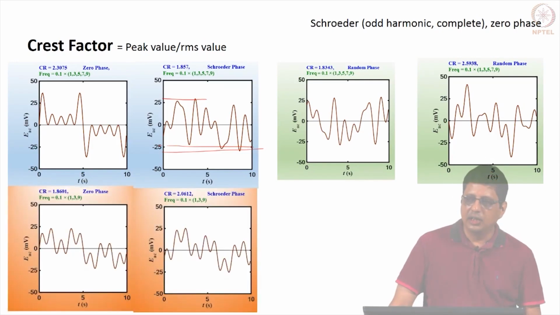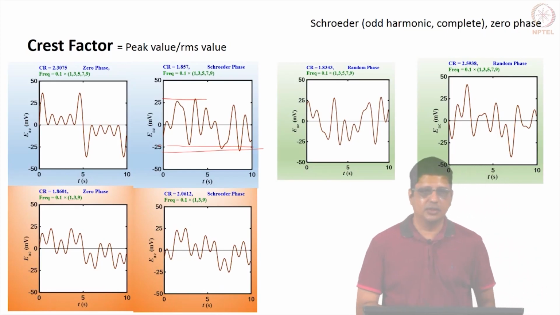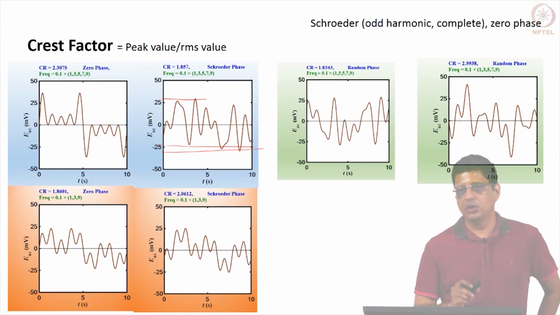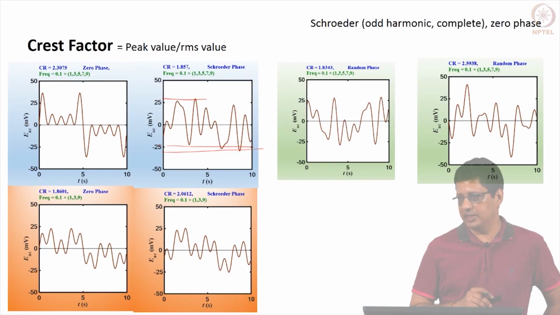Now, I want to show you another example where it is odd harmonic, but it is not a complete set. I want to go from 1 to 9, but I am not taking all the odd frequencies in between, I am taking 1, 3 and 9, I am skipping 5 and 7. 0 phase is actually better than Schroeder. In terms of the crest factor, this crest factor is 2, this is 1.86. So, do not always assume that if you have odd harmonics, Schroeder phase will give you a better crest factor compared to 0 phase or random phase.